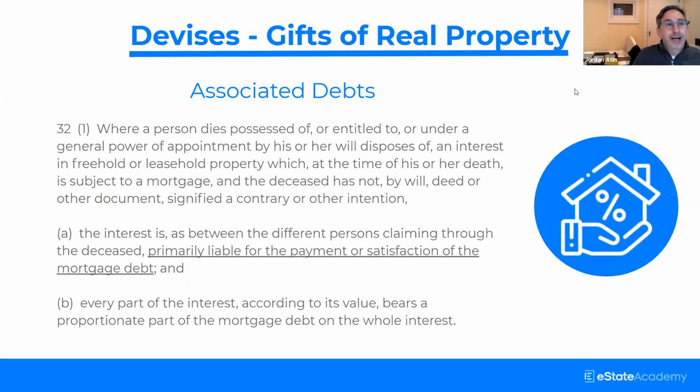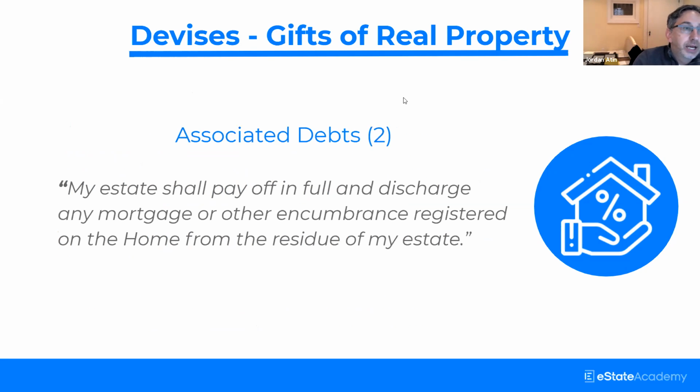So let's talk about associated debts. Unlike personal property, which often has no debt associated with it, real property often does. Mortgages, for example, on property, what happens with that? Well, Section 32 of the Succession Law Reform Act has a default in there, and it says basically the mortgage goes with the property. So if I gift a property that has a mortgage, the beneficiary gets the property and the mortgage. That is the way it is by default. But you can decide how to do that, and the client can decide. Perhaps the estate should discharge the mortgage first, and then transfer the property to the beneficiary.